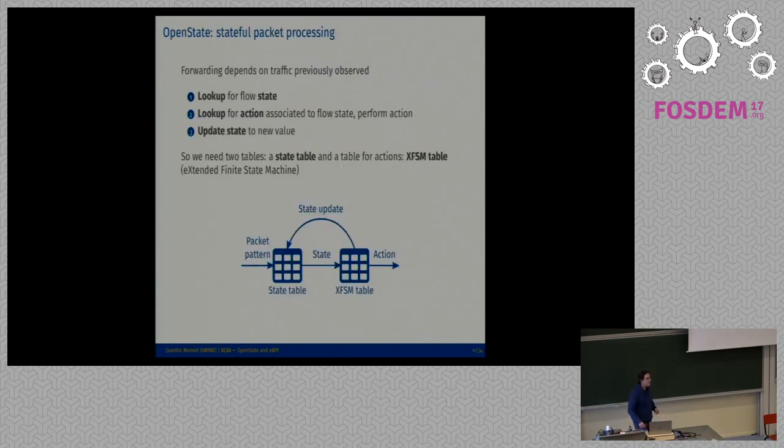So OpenState is for stateful packet processing. The concept is to forward packets depending on what we have seen already. What we need is to keep states for the traffic. When a new packet arrives, we need to perform a lookup for the state the flow it belongs to is in. Then we will need a second lookup to find what action we must do for the state. And then the last step of the process is to update the state of the flow to a new value that we will obtain from the second lookup as well. For this, we need two tables, the state table, the first one on the left, and the XFSM table. It stands for Extended Finite State Machine, which is the mathematical model implemented by this process.